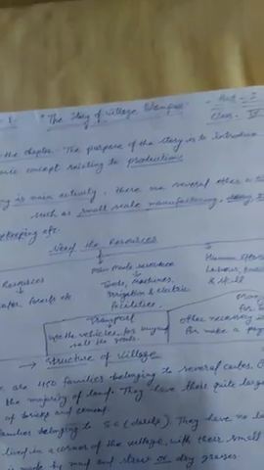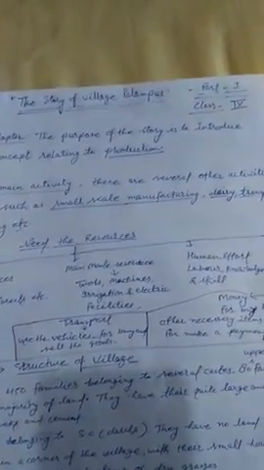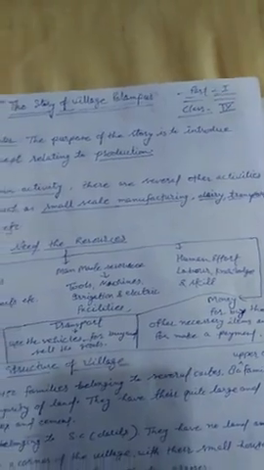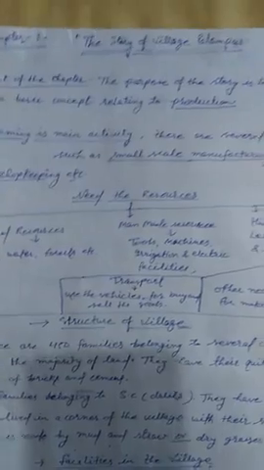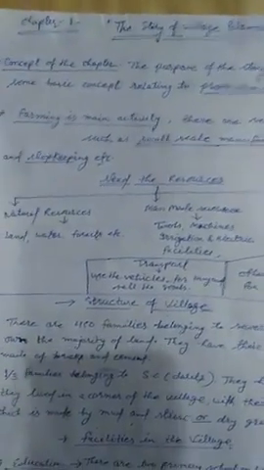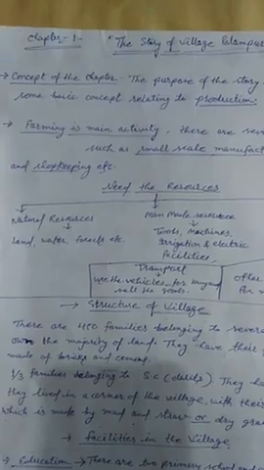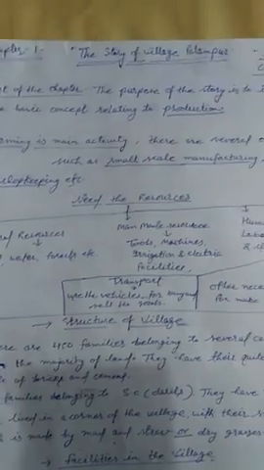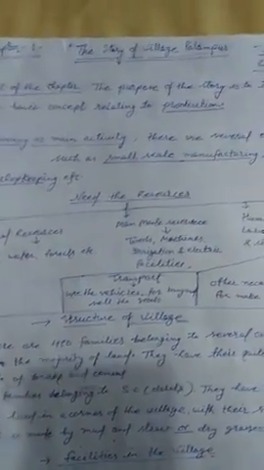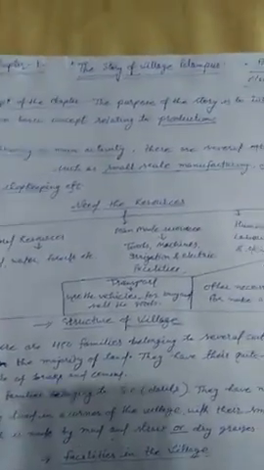survive their life. There are several other activities such as small scale manufacturing, dairy, transport, shopkeeping, etc. The other activities going on in this village are small scale manufacturing, dairy, transport, and shopkeeping. To fulfill all these activities, we need resources. We need different types of resources.